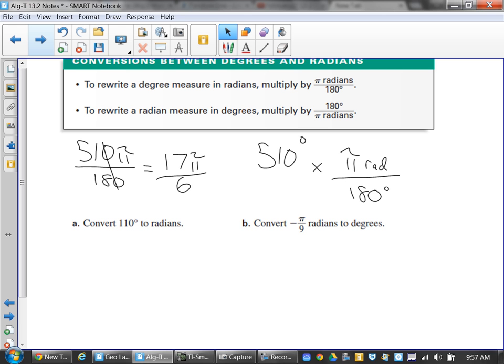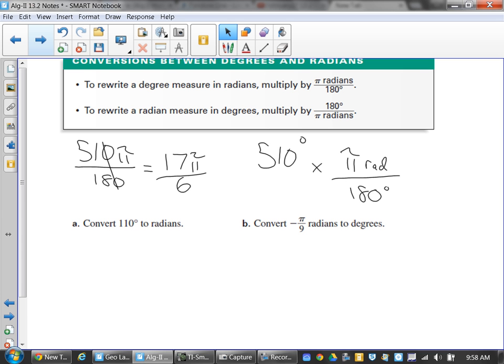You don't have to write 17 pi over 6 radians. Once you put it in terms of pi, it is implied that you're in radians. So you just put pi over 180 in there. Don't need it. We'll get to the calculator later. A lot of this stuff in terms of radians, you don't use your calculator for. Right now, it's just a matter of simplifying a fraction.